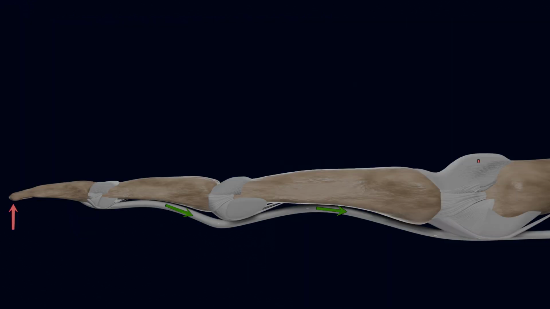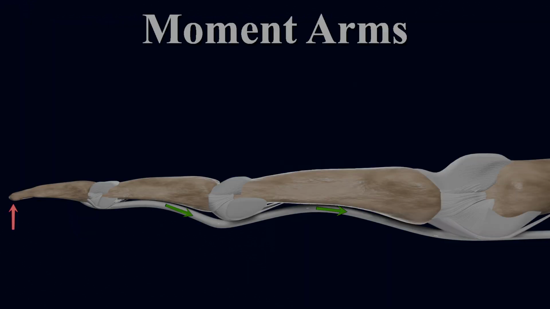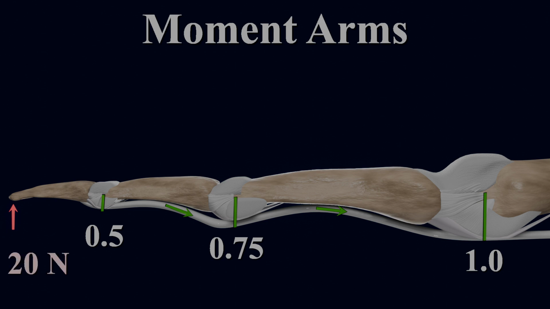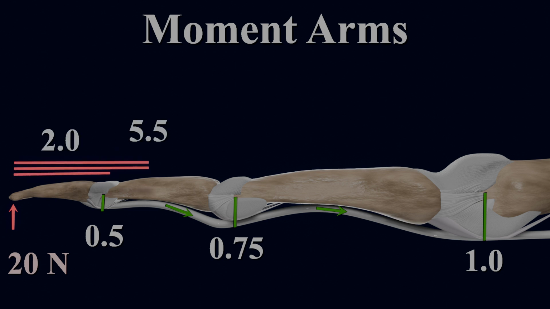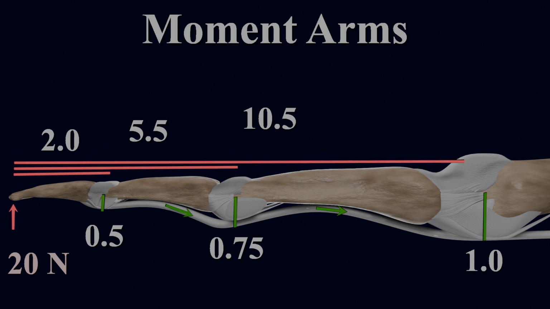For illustrative purposes, we can consider the tendon tension moment arms of the distal interphalangeal joint, proximal interphalangeal joint, and metacarpal phalangeal joint to be 0.50, 0.75, and 1 centimeter respectively. Similarly, we can consider the load moment arm of a 20 Newton force pushing up against the fingertip. For the same joints, this would give a 2 centimeter, 5.5 centimeter, and 10.5 centimeter moment arm.